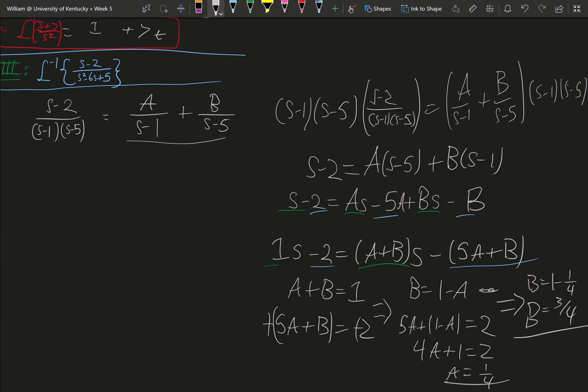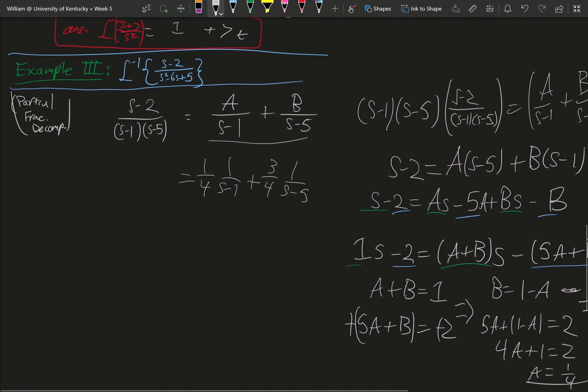All right. So you don't necessarily need to show all this work, I'm just doing a bit of a refresher. But now we can go back and rewrite our original function. So we have our original function is equal to 1/4 times 1/(s − 1) plus 3/4 times 1/(s − 5). And so now to compute this, we just compute the inverse Laplace transform of this new thing.